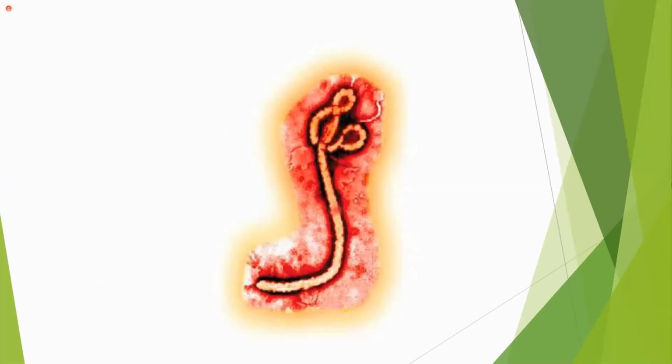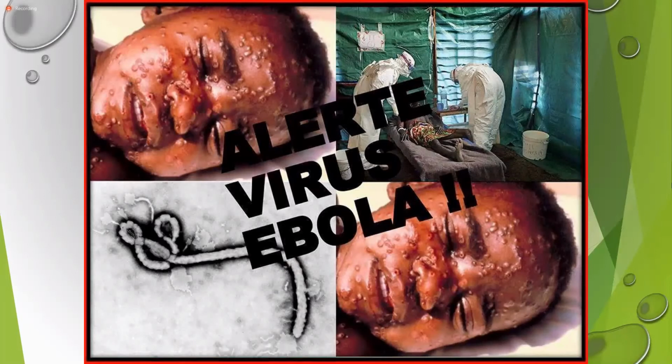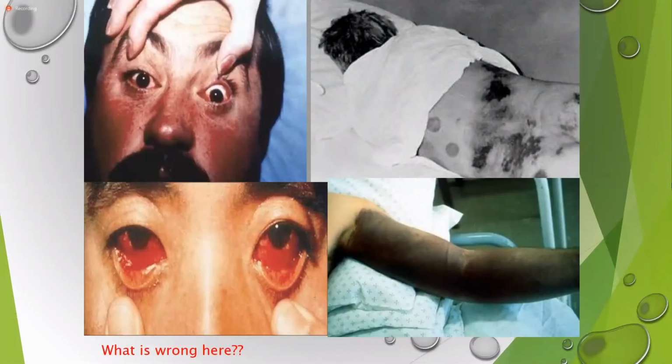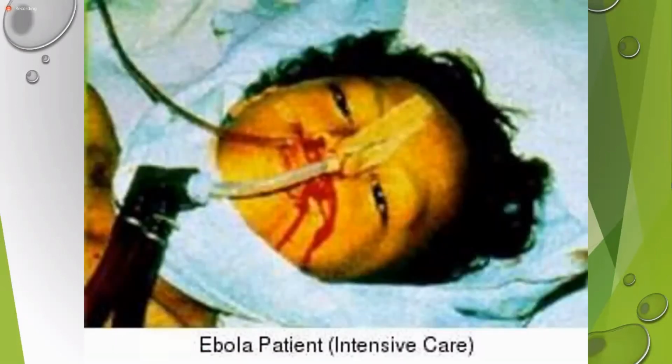So this is a picture of a filovirus, that's Ebola virus. Then this is a picture showing conjunctival injection, and also there was a rash over the lower back that's mimicking meningococcemia, and also there was an ecchymotic rash of the arm. So this is also a severe patient in the ICU. There is bleeding from the nose, profuse bleeding.